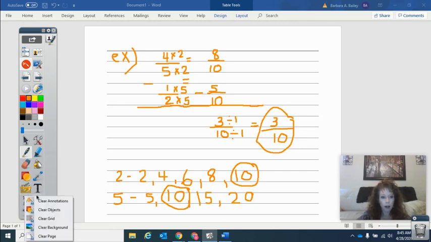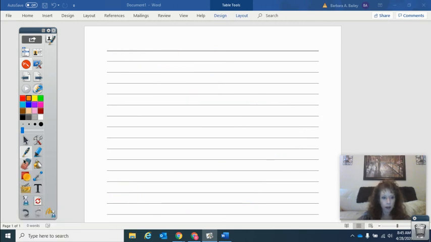Okay, so here's another example. Pick a different color. Let's do burgundy. I don't know, that's burgundy, I guess.